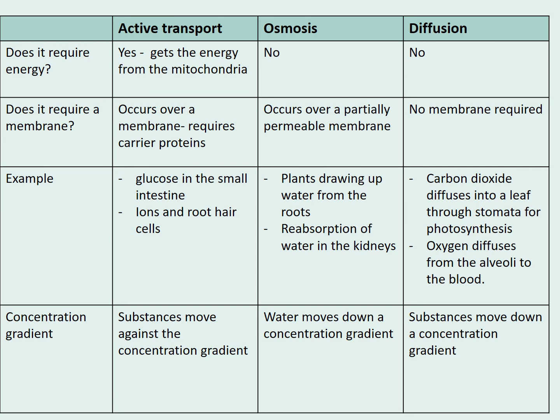And something that comes up in the triple science next year is talking about water in the kidneys. When you are dehydrated, you would have darker urine, and that's because your kidneys are taking the water out. Active transport, we spoke about the glucose in the small intestine and the mineral ions in the root hair cells.